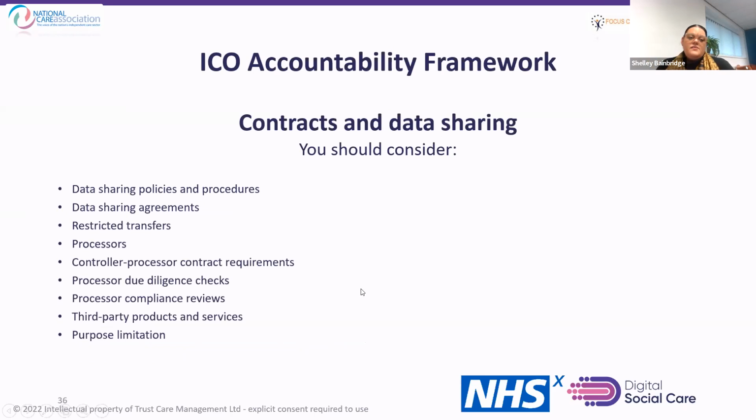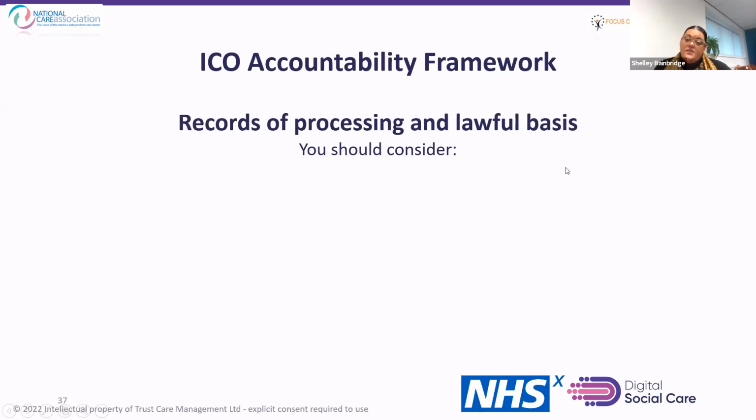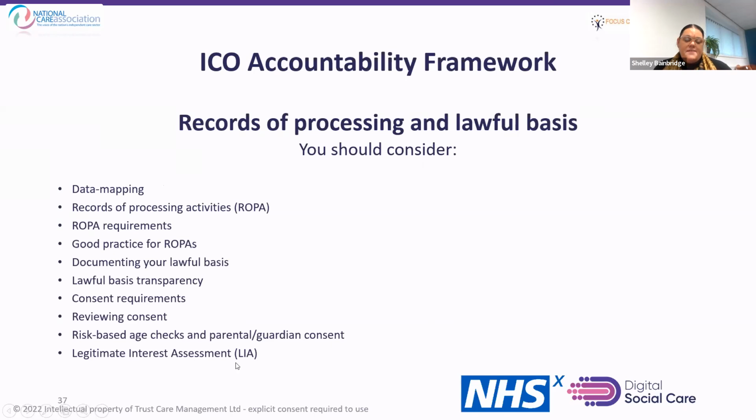Contracts and data sharing. We've got data sharing policies and procedures, and it goes through which policies you are required to have in place and which need to cross-reference over to your GDPR processes. Restricted transfers, processes, controller-processor contract requirements, and third-party products and services. Do you use a third party for any of your products and services, and what safeguards are in place for that? Then purpose limitation, and records of processing on lawful basis. You need to consider data mapping and records of processing activities, which we know as ROPA within the GDPR world.